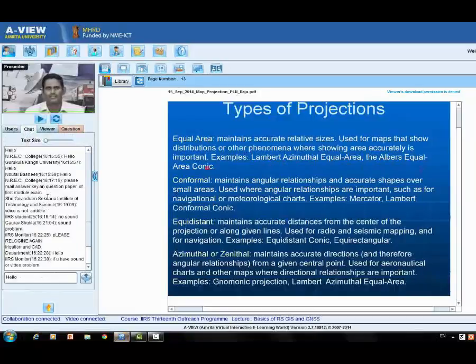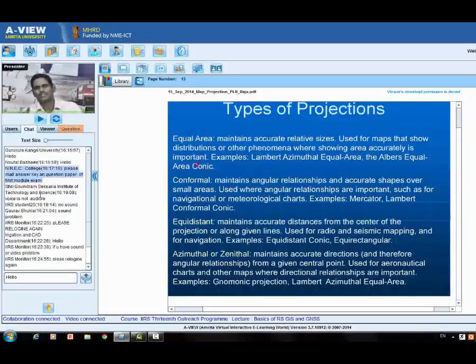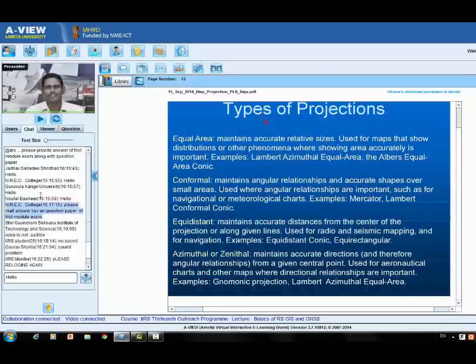If you talk about projections, there are n number of projections, I think around 500 or so. They are all based on different surfaces, different cones and cylinders, and then plane projections. On the basis of that, the projections are done. First we will discuss these types of properties. One is equal area, another is conformal.